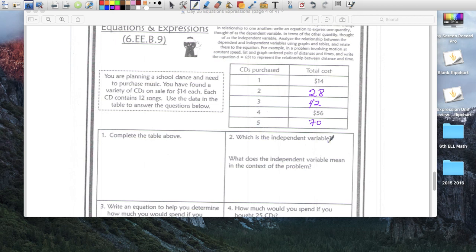All right, which is the independent variable? This is the independent, right? The total cost depends on the CDs that you buy, so this is my dependent. The independent is the one that's changing and it's affecting the total cost.